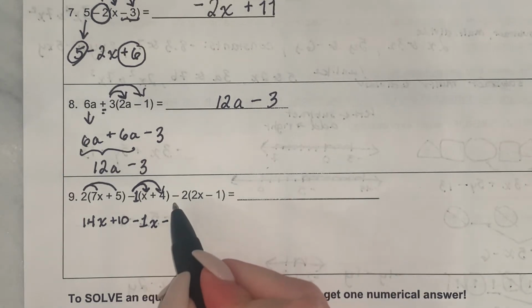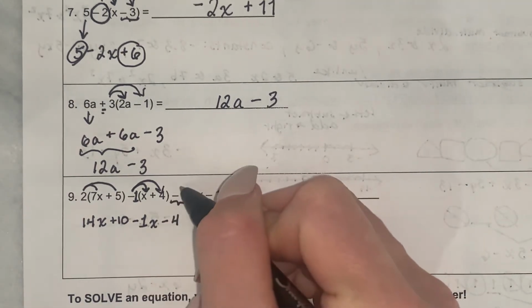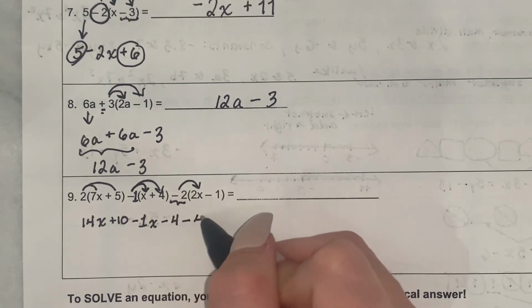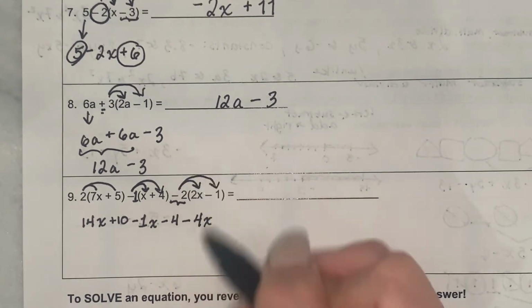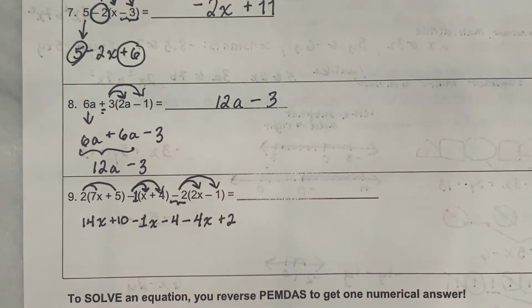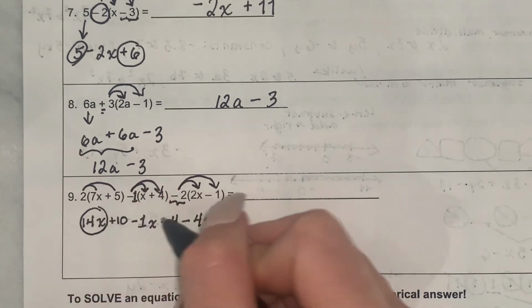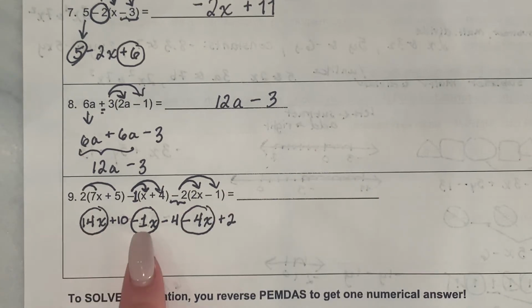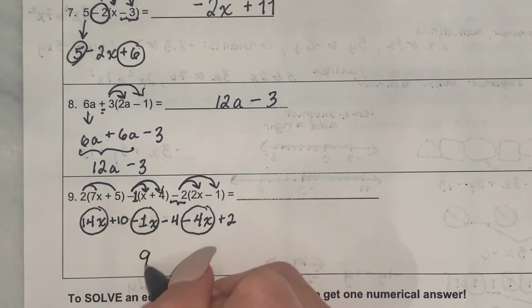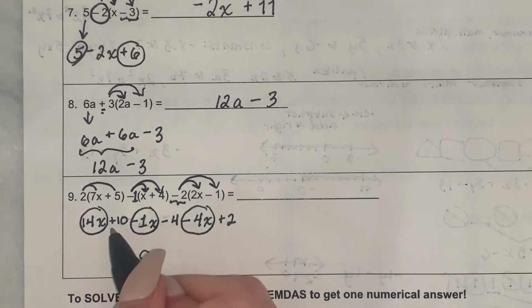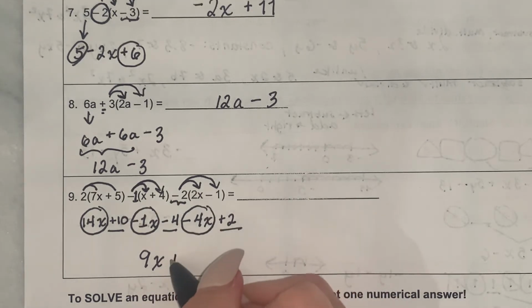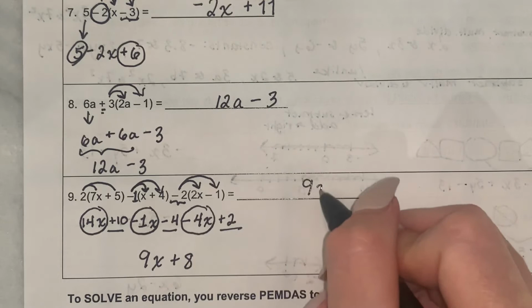Same thing here, I'm not going to bring this negative sign down. I'm going to attach it to the 2, and I'm going to multiply it by 2x. So -2 times positive 2x is -4x. And then -2 times -1 is positive 2. And now I can go through and do like terms. 14x, -1x, and -4x. So I have 14 minus 1, that takes me down to 13. And then minus 4, that takes me down to 9. So that's 9x. And then here I have 10 minus 4, which is 6, plus 2, which is 8, and it's a positive 8. So that's why we would do 9x plus 8.